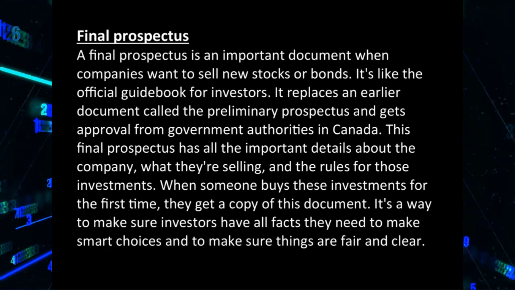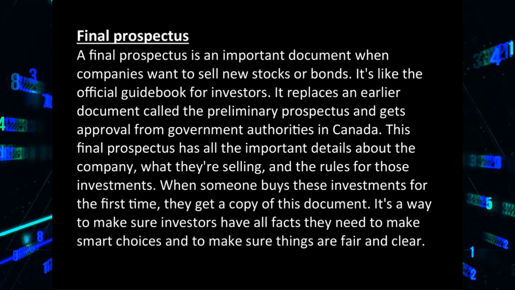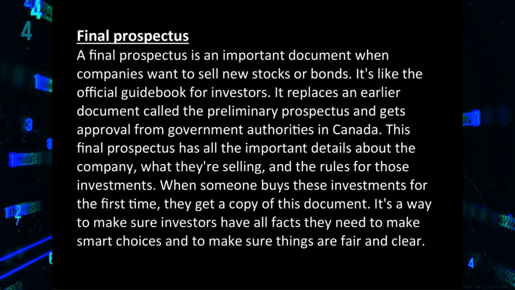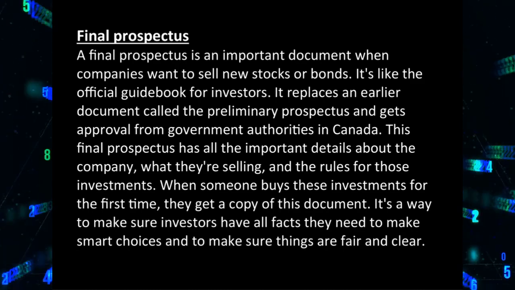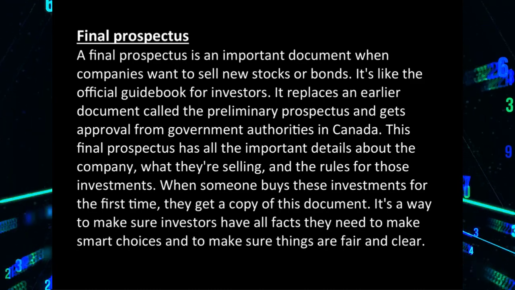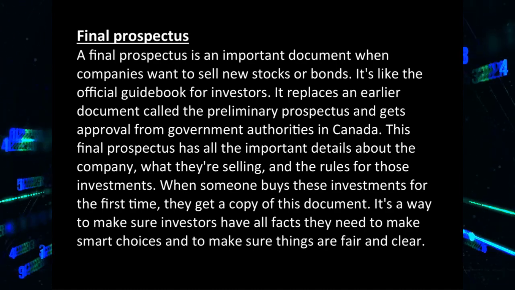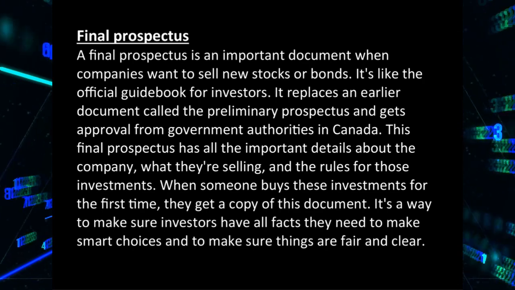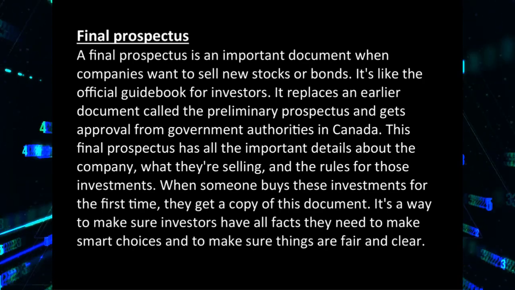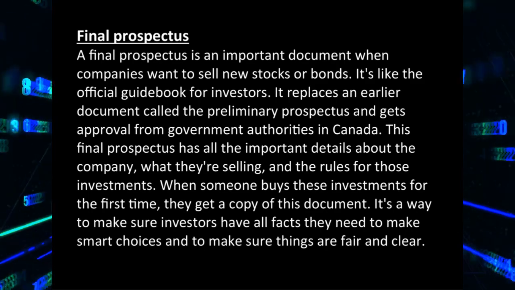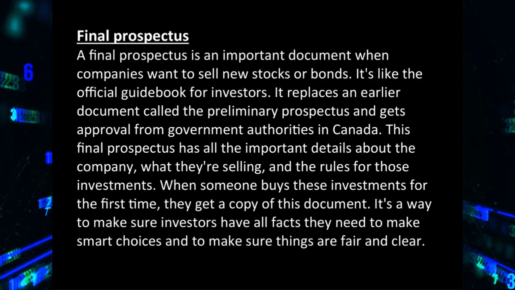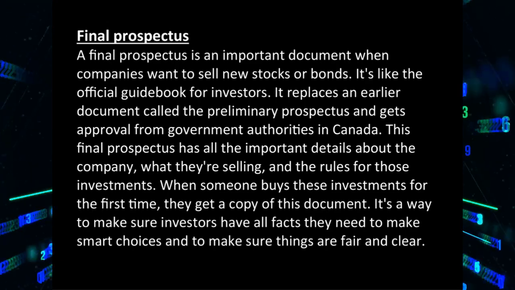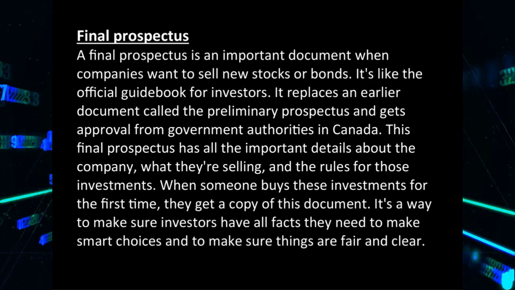Final prospectus. A final prospectus is an important document when companies want to sell new stocks or bonds. It's like the official guidebook for investors. It replaces an earlier document called the preliminary prospectus and gets approval from government authorities in Canada. This final prospectus has all the important details about the company, what they're selling, and the rules for those investments. When someone buys these investments for the first time, they get a copy of this document. It's a way to make sure investors have all the facts they need to make smart choices and to make sure things are fair and clear.